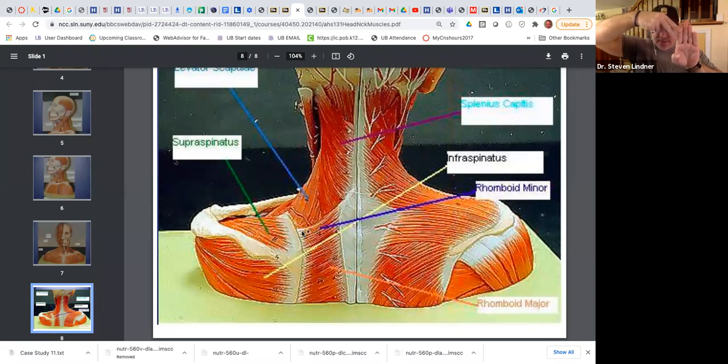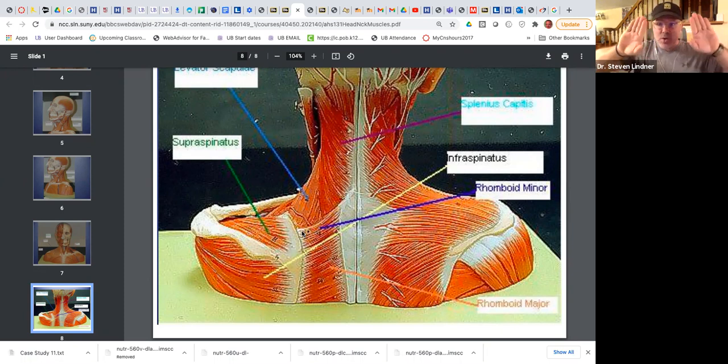The rhomboids go in this diagonal. So yes, it pulls in, but it also will rotate it as it adducts. So it adducts and it downward rotates. Downward rotation is when the glenoid cavities or glenoid fossas point down. That's downward rotation. When the glenoid fossa or cavity of the scapulas rotate up, that's called upward rotation. Okay, so both rhomboid minor and rhomboid major adduct the scapula, and they can downward rotate it as well.